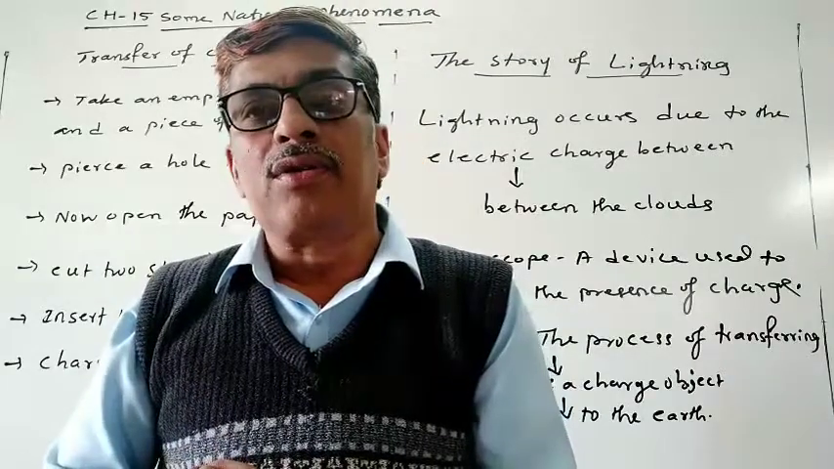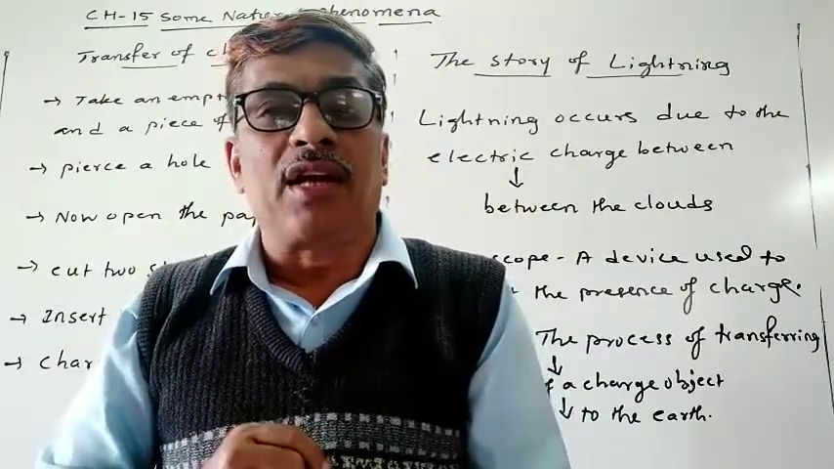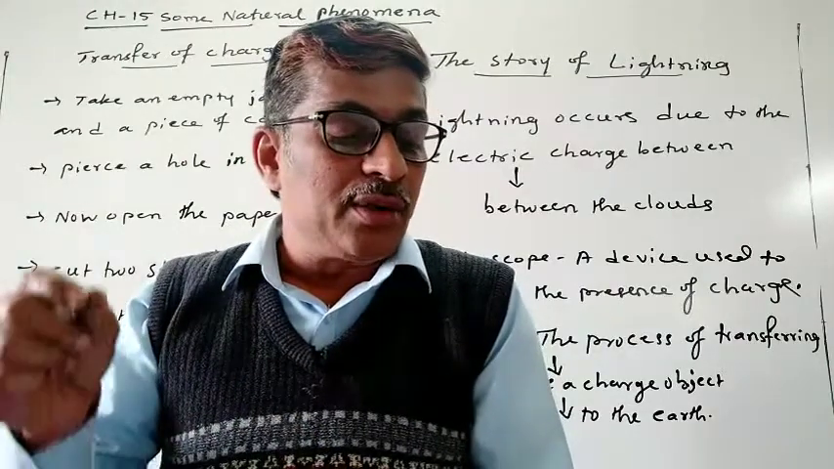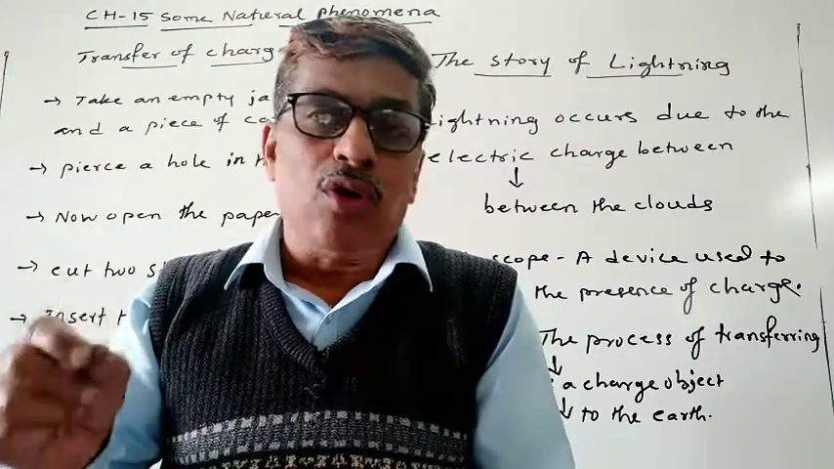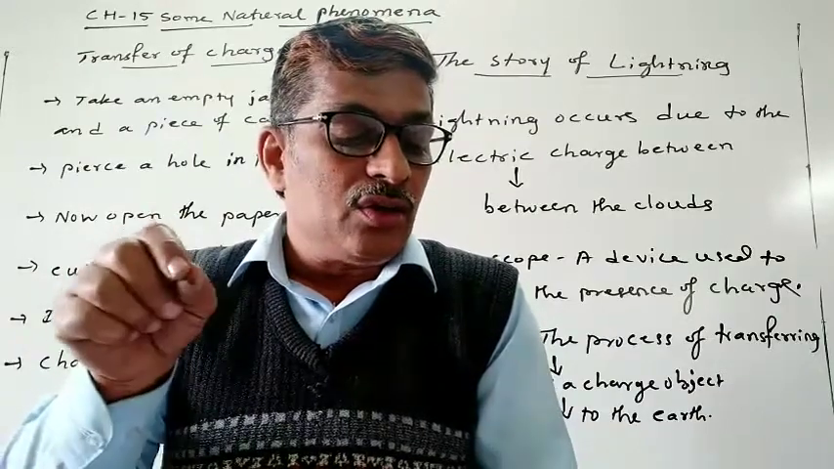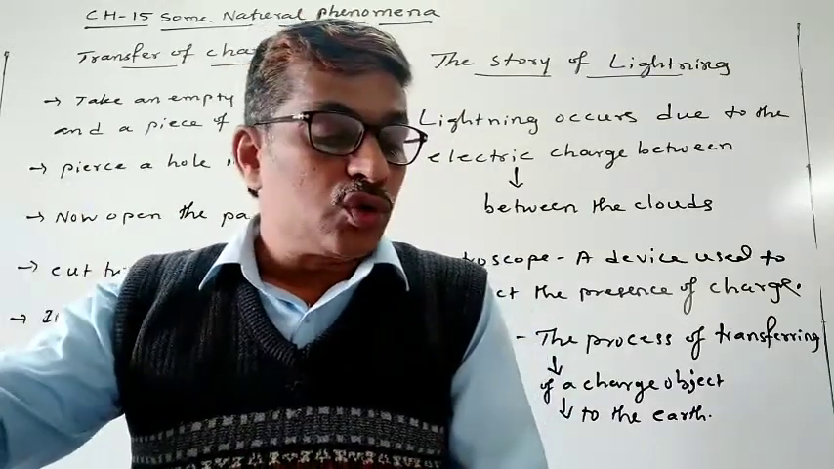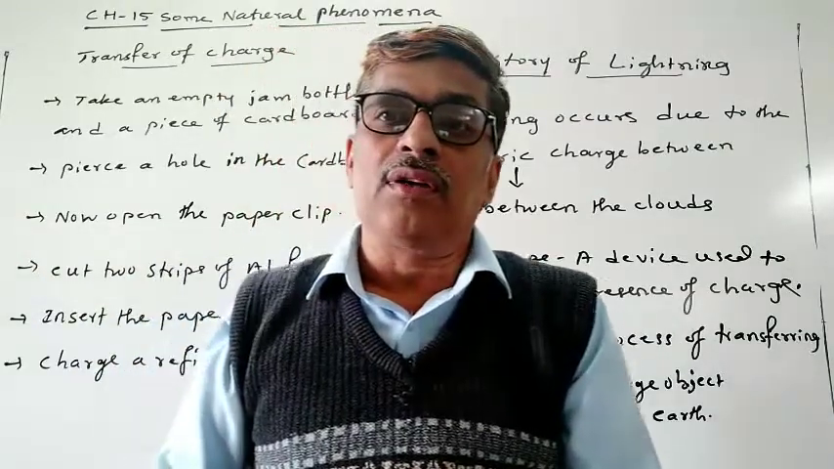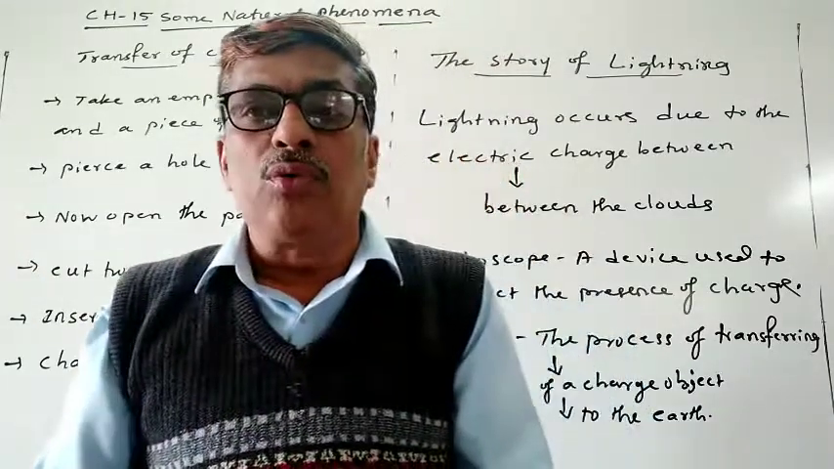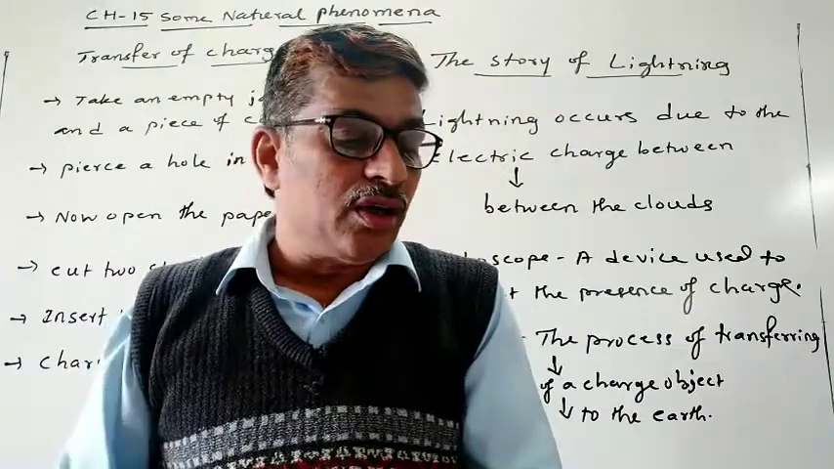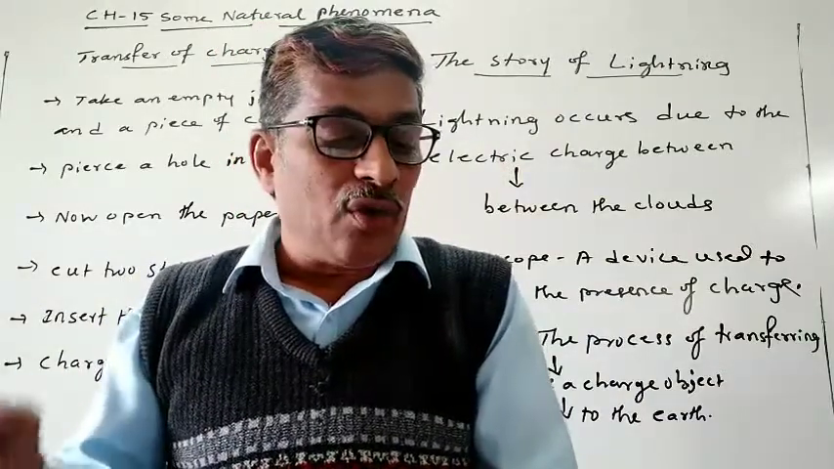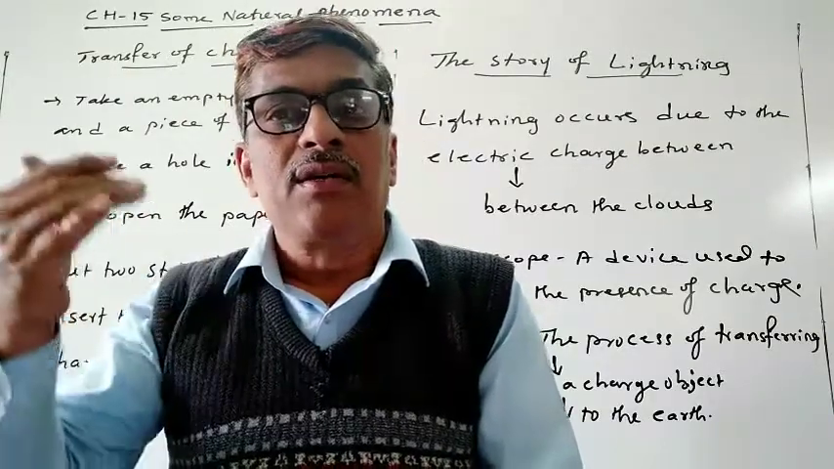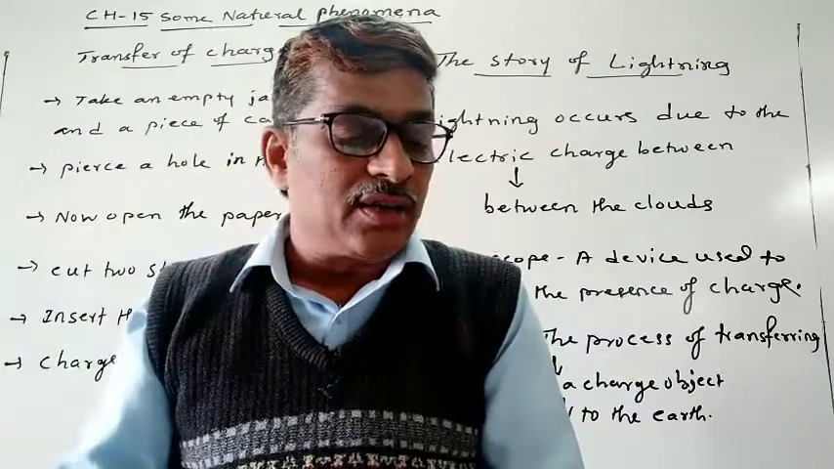So why does it happen? The question arises, why does it happen like that? The reason is that the foil strips lose charge because the charge flows to the earth through our body. You know that our body is also a good conductor. The charge comes through us and reaches the earth. So we say that the foil strips are discharged.